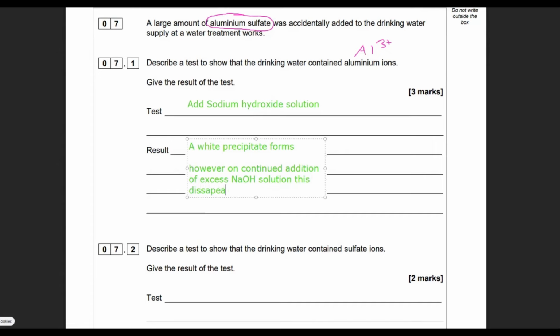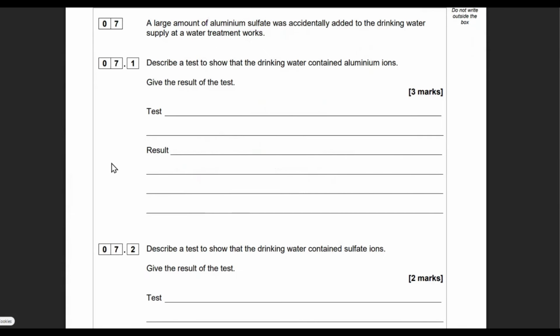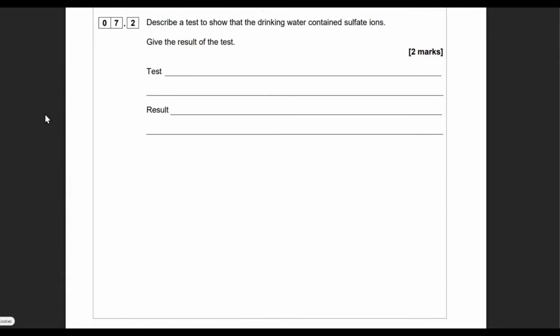Well, if you keep adding the sodium hydroxide until it's in excess, the aluminium hydroxide precipitate, which is white, will dissolve. So first it goes white, and then you keep adding the sodium hydroxide until it's in excess, and then the white dissolves and it goes colorless again. And here we go. So it goes colorless, white, colorless.